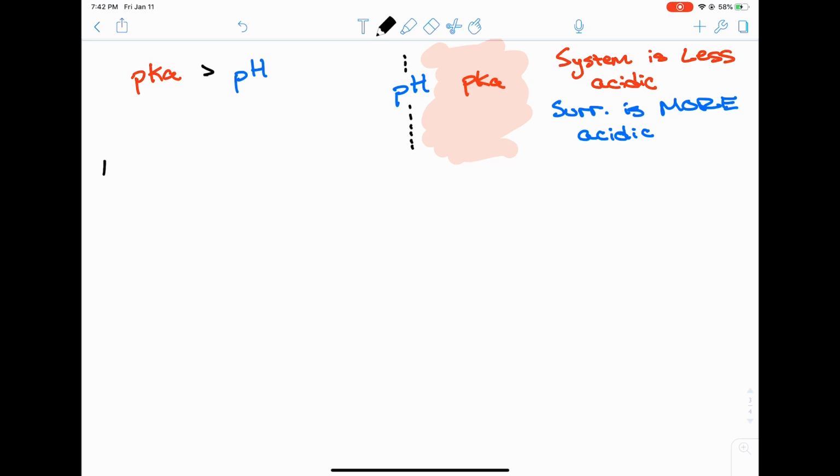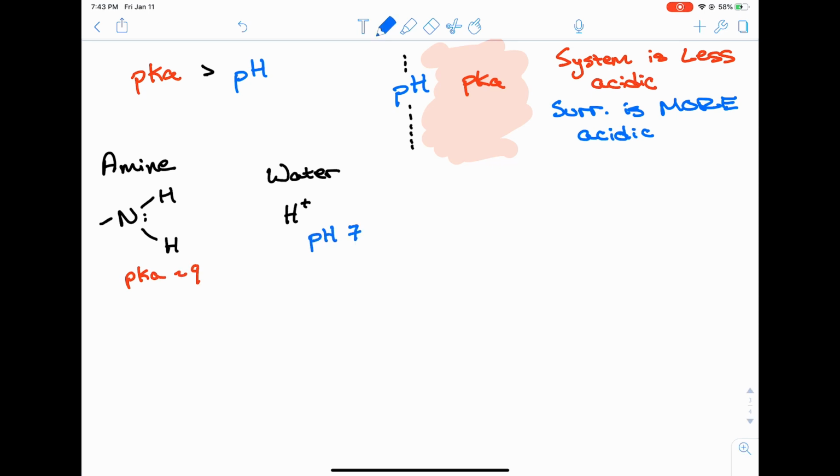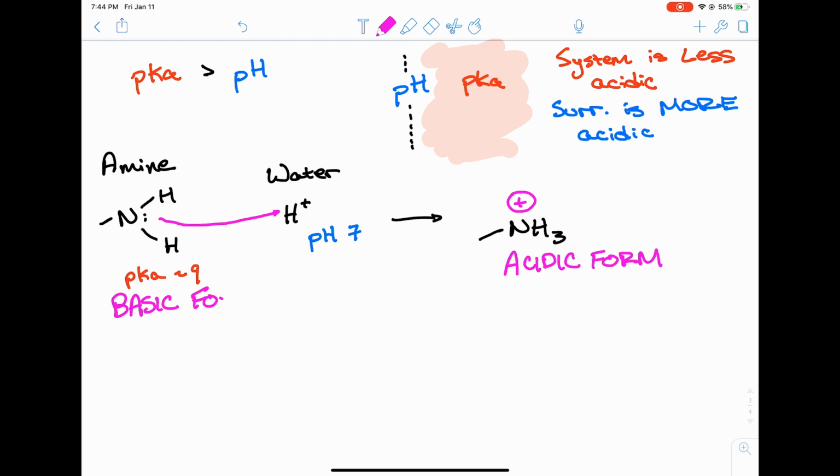An example that shows this would be an amine group in water. Since the water pH of 7 is lower than the pKa of 9-ish, what happens is that the H plus in the surroundings will now be a part of the system by bonding to the group. NH2 becomes NH3 plus. NH2 is considered the basic version because it has no charge and less hydrogens, and the NH3 plus is considered the acidic version because it has the positive charge as well as more hydrogens now.